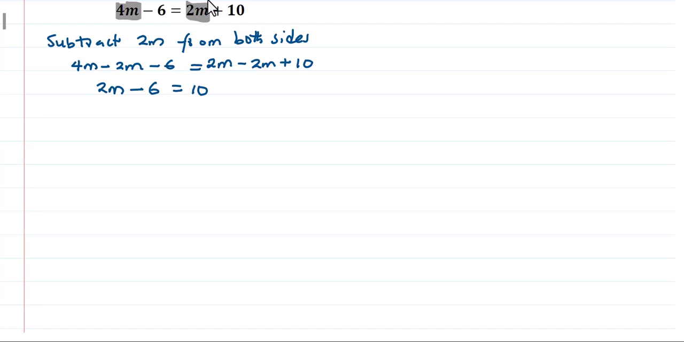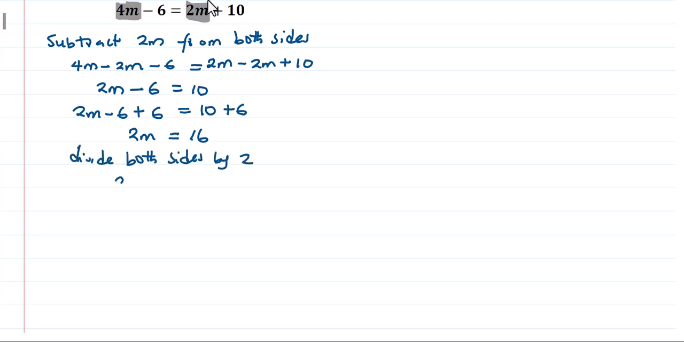So let's do that. We'll have 2m minus 6 minus 6 plus 6 is equal to 10 plus 6. So at this very point, we now have 2m is equal to 16, right? So from this point, we can divide both sides by 2 because 2 is the coefficient.